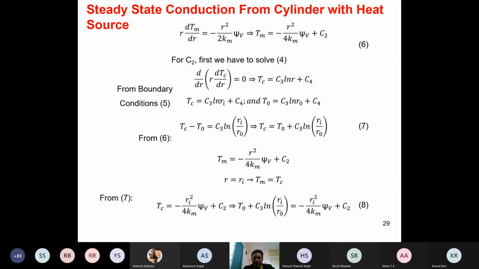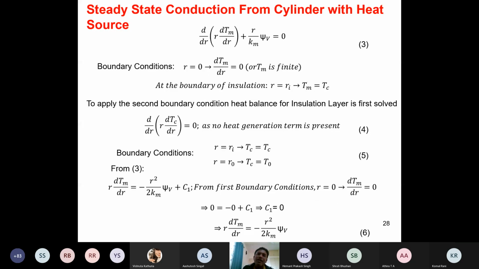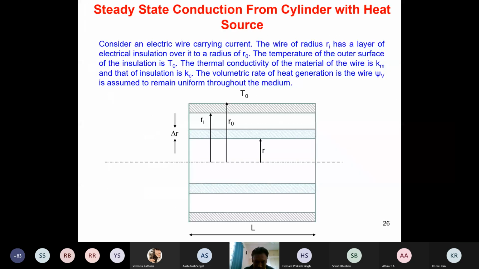Okay, so we require one more equation. Remember, this is equation number 8. There are two constants C3 and C2. We require one more equation in order to obtain C3 and C2. So in that case, we will have two equations, two unknowns, and we can find them out. Okay. Let me go back to the geometry.